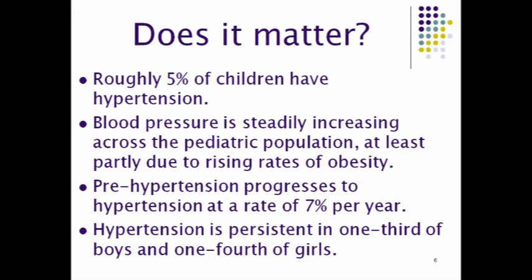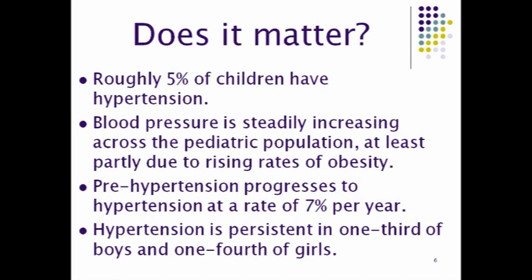We also know that blood pressure is steadily increasing across the pediatric population. And this, of course, is at least partly due to rising rates of obesity. We know that pre-hypertension, so these are elevated blood pressure readings that don't qualify as hypertension, has a tendency to progress to hypertension at a rate of 7% per year. So among 100 pre-hypertensives, roughly 7 will progress to full-blown hypertension.